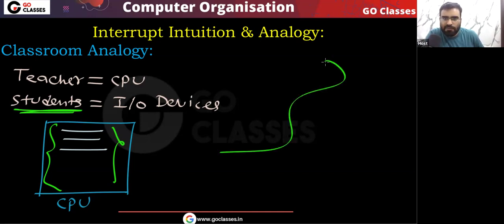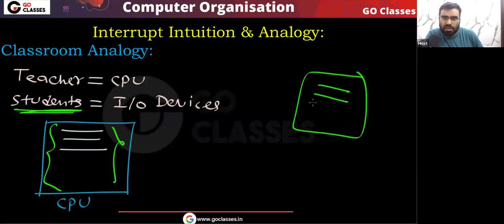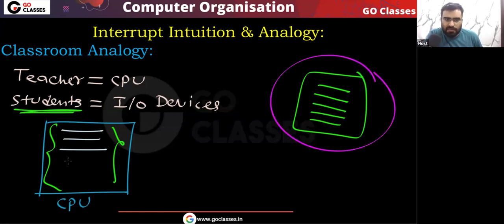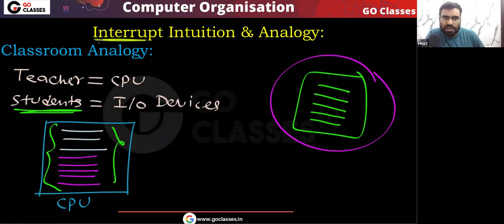Okay, the interrupt is coming from the student. So teacher, what is it doing? It is servicing the interrupt. Servicing the interrupt means the teacher is answering the doubt of the student. Whatever doubt a student is asking, the teacher will answer it: this is the answer to your doubt. After answering the doubt, when the doubt is clear, what will the CPU do? The CPU will resume the execution. Yes or no? The teacher will resume the concept. Very simple. So this is the analogy of interrupt.